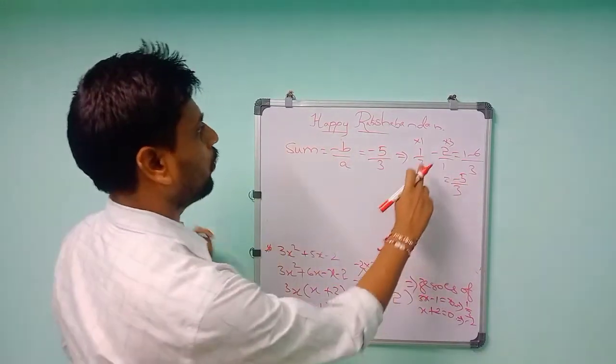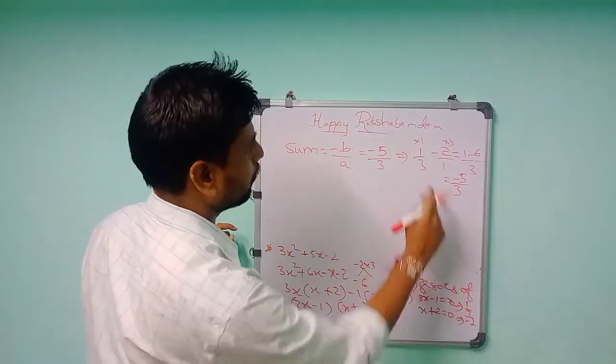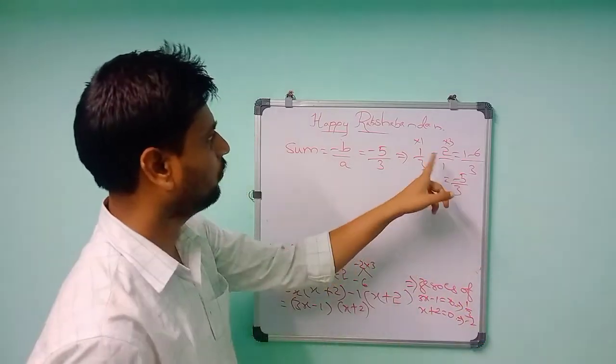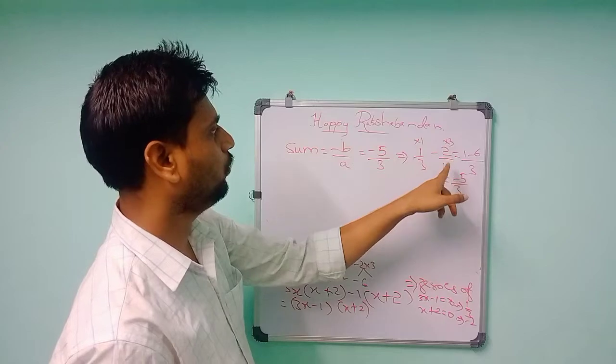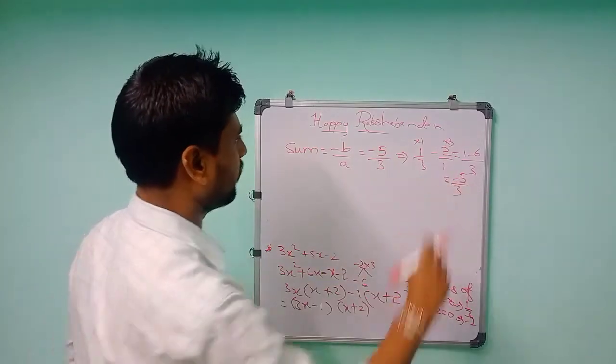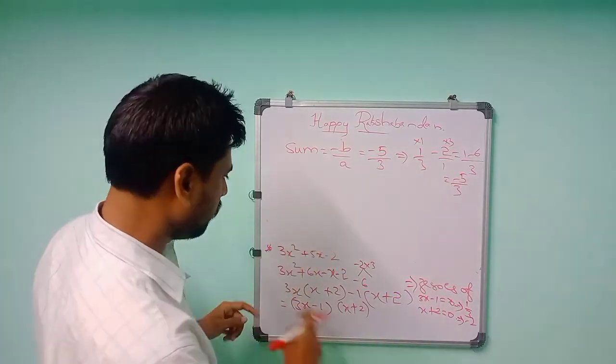How is it? 1 by 3 plus minus 2, and plus into minus is minus only. So 1 by 3 minus 2, by taking the LCM, gives minus 5 by 3. So you can directly substitute, minus 5 by 3.